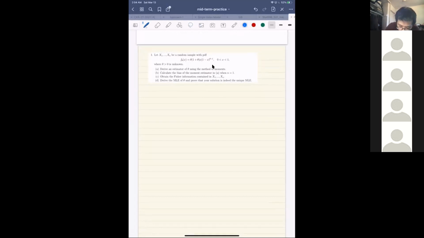So we have the density. Look at this. From this, you can know that this is a beta distribution with parameters 2 and theta. If you know it is a beta, then we can find the mean and variance, which would be very helpful. For question A, we want to find the method of moments estimator.